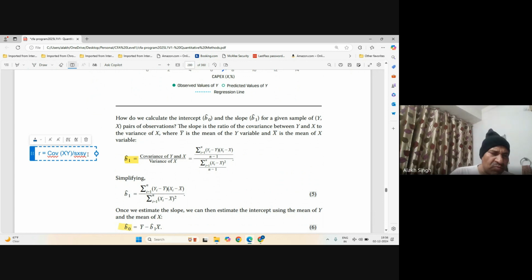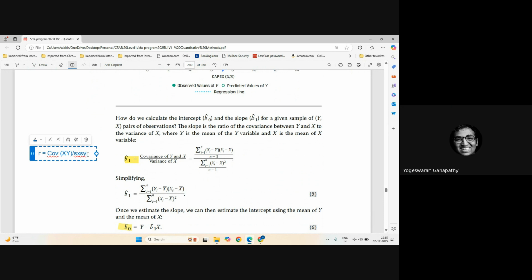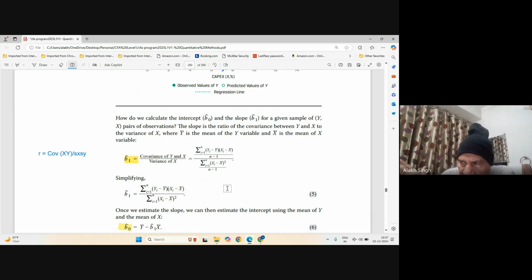So when will R be equal to beta? When sy and sx are equal. Then R will be beta. Otherwise, beta will be different from R. Sir, in other words, correlation tells how x and y are related, but beta gives the actual magnitude of their relation. Very good. Perfect distinction between R and beta.